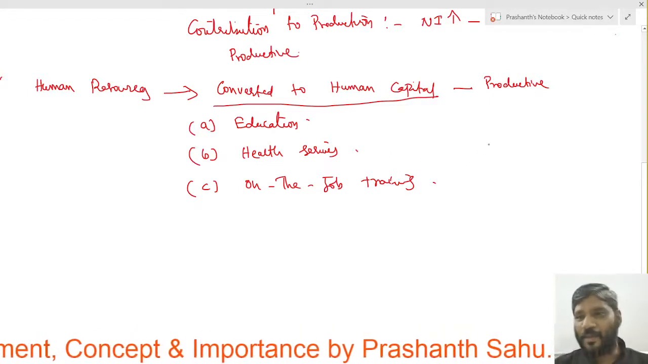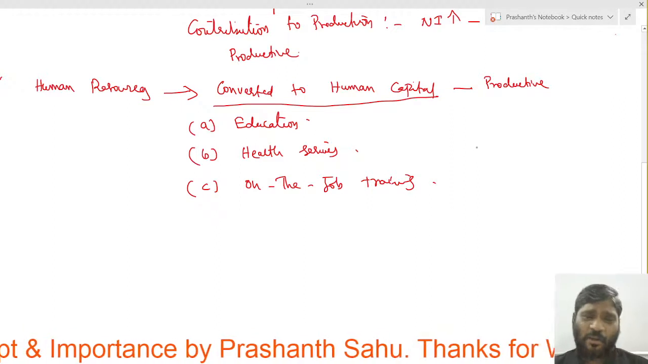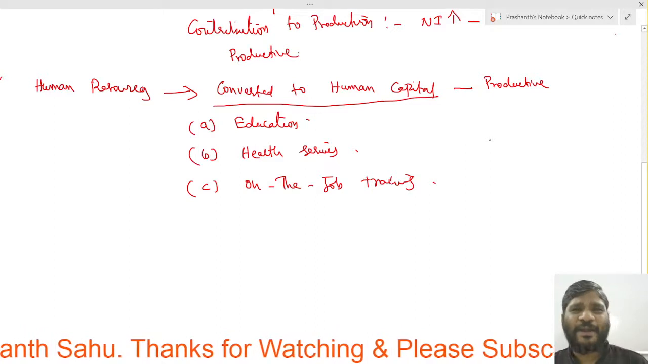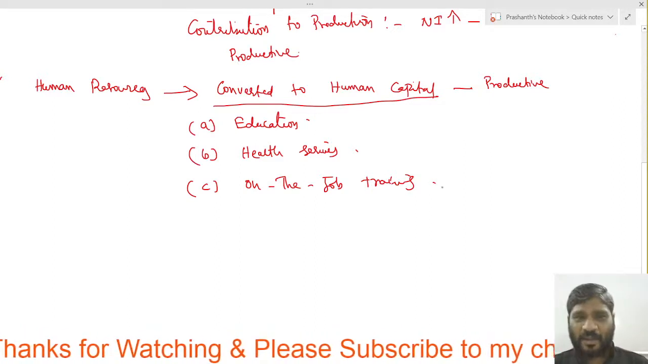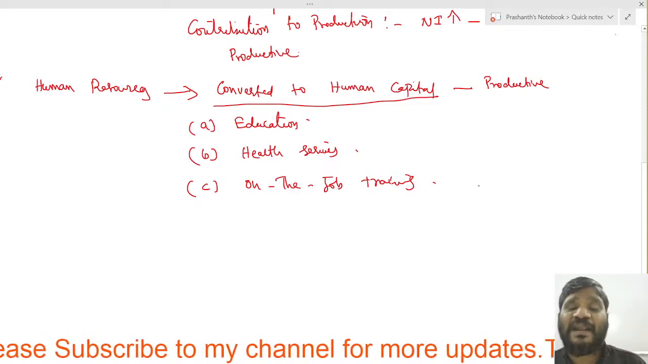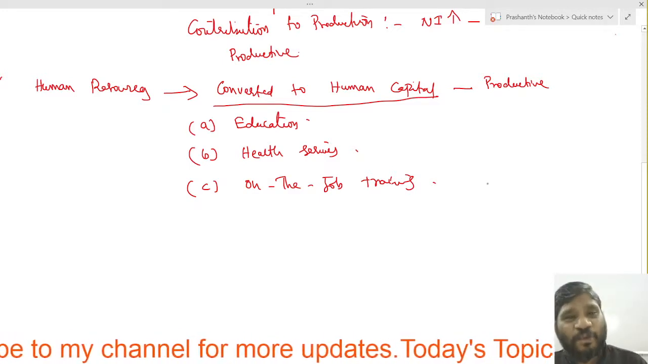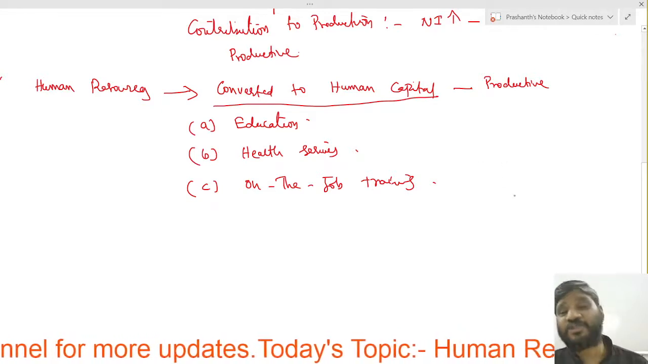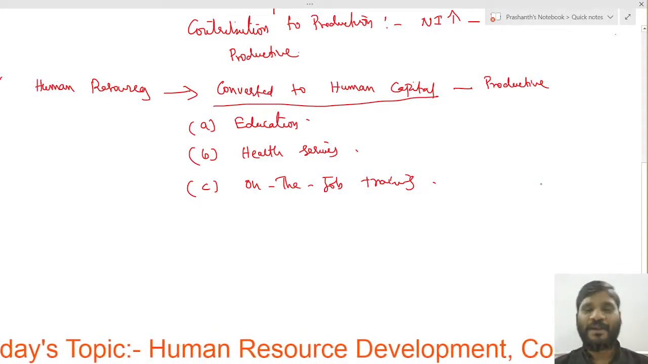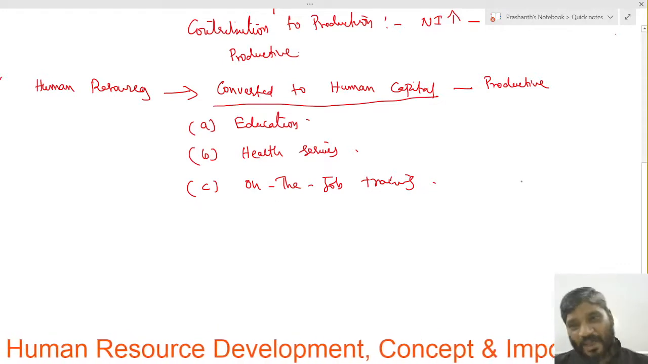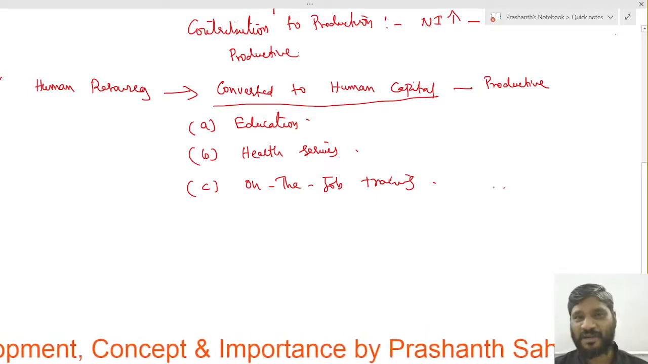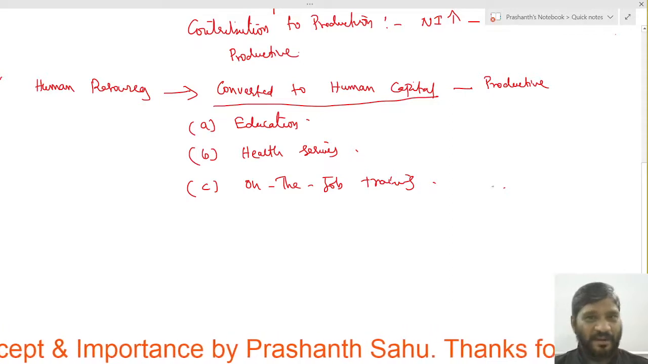So to convert into human capital, education, health and on the job training are required. Remember that in any nation, the more the human resource, the more the production, the more the economic growth, the more the economic development. But what type of human resource? The resources which are skilled as well as semi-skilled, where the human resources are treated as human capital. Those are very, very useful for economic development. So to convert them, education, health and on-the-job training are very essential. Okay, is it fine?